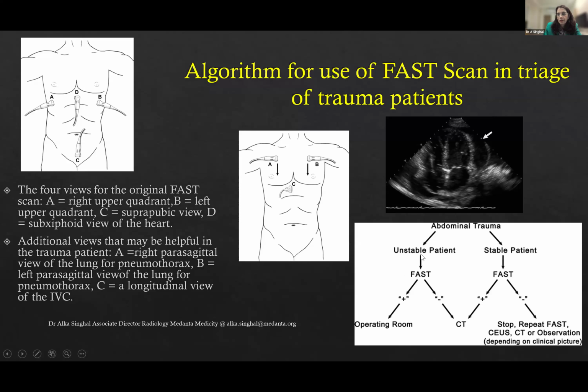So trauma, unstable patient, you'll quickly do the FAST scans, and if you use fluid plus positive findings, you take the patient up for surgery, or imaging, depending, for the CT. Stable patient, again, plus positive findings, you can do a CT.